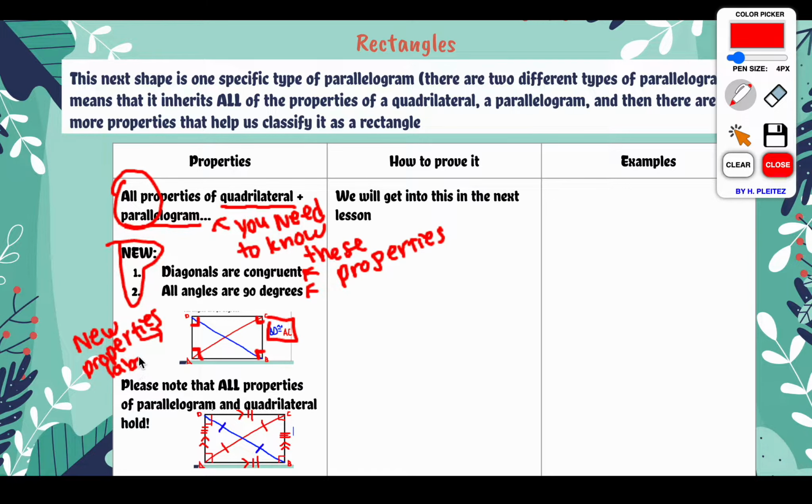But in this next picture here, we don't want to forget about all of the properties of parallelogram and quadrilateral holding, right? So we have a parallelogram. We know that our opposite sides, both pairs, are going to be parallel, right? We also know that both pairs of opposite sides are going to be congruent as well, right? So we have those labels. We also know that the diagonals are bisecting each other, right?